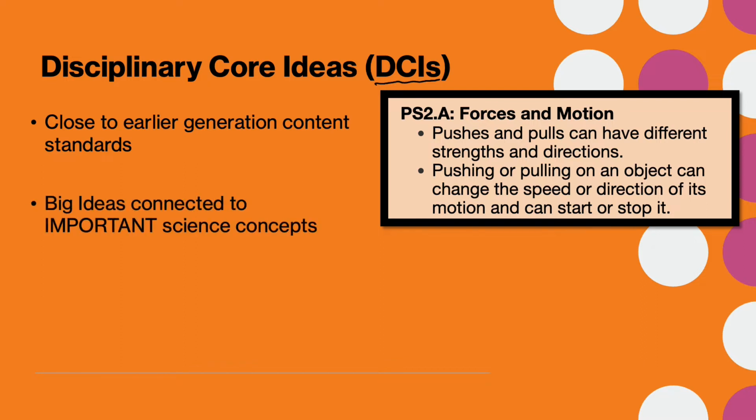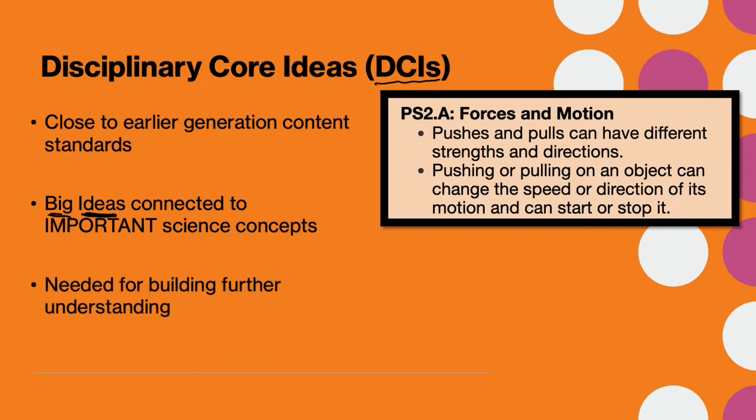In contrast to kind of previous generation science standards, the disciplinary core ideas are really focused on big ideas, things that are important to science concepts. So you're not going to find things that are super granular and specific, like, tell me the 3 different types of rocks that you would find in the rock cycle. You won't find things like that. They're more kind of big idea standards in these DCIs.